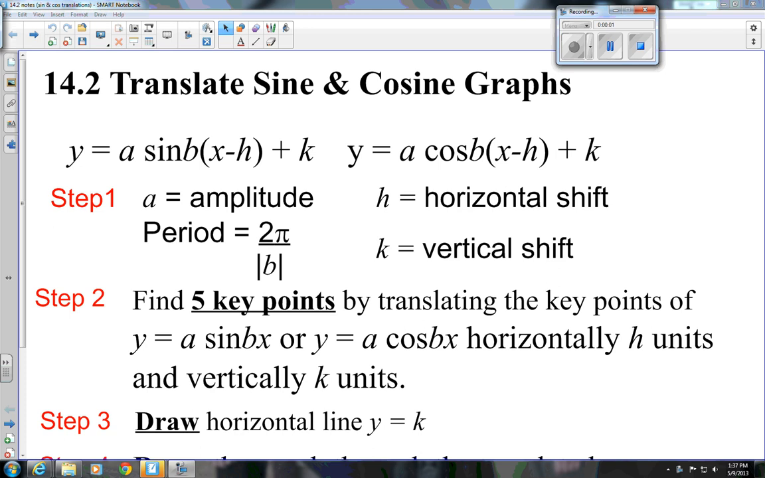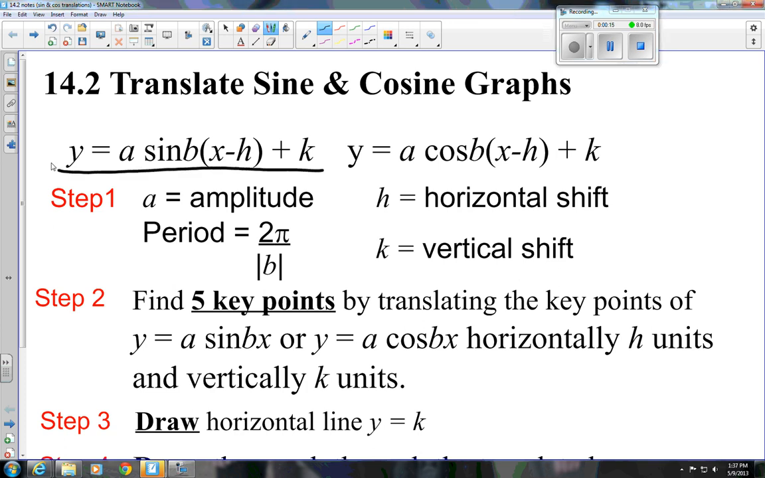We're going to talk about 14.2, translating sine and cosine graphs. So what we're going to do today is take what you already know, and then we're going to add some to it.